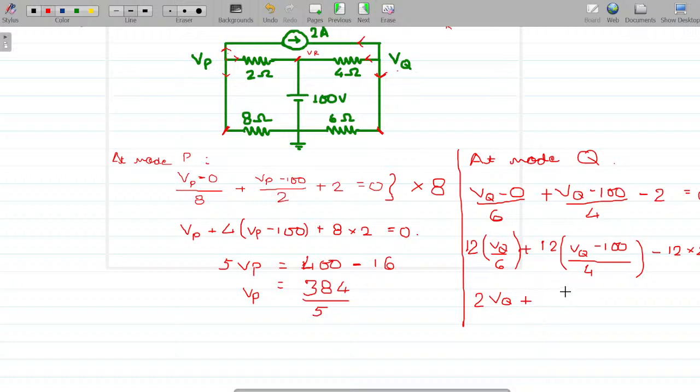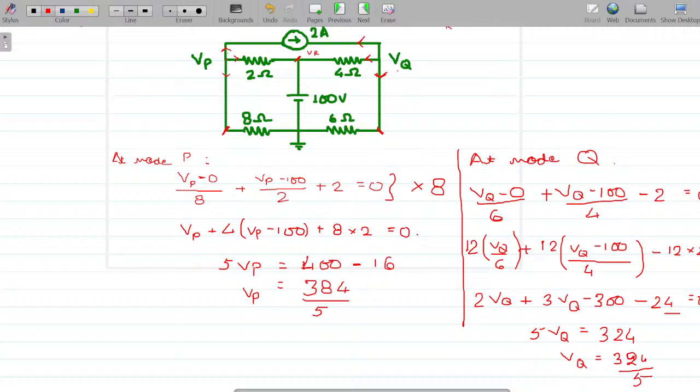Plus 3VQ minus 300 minus 24 is equal to 0. Can I write 5 times VQ is equal to what? It is equal to 324, or VQ is equal to 324 divided by 5. This is what we have achieved so far.